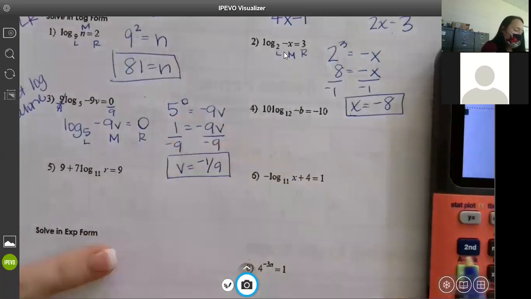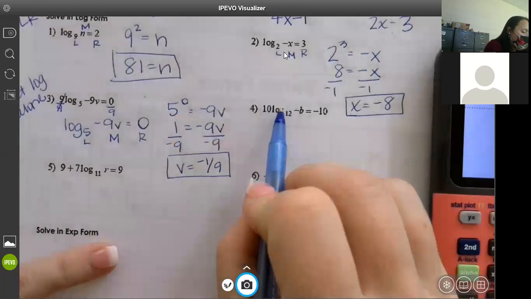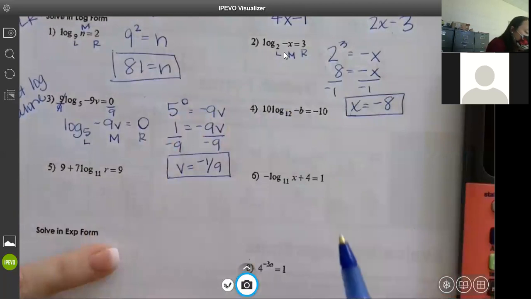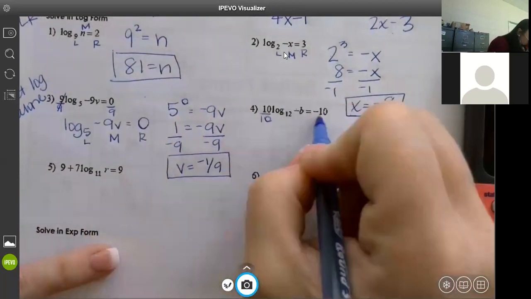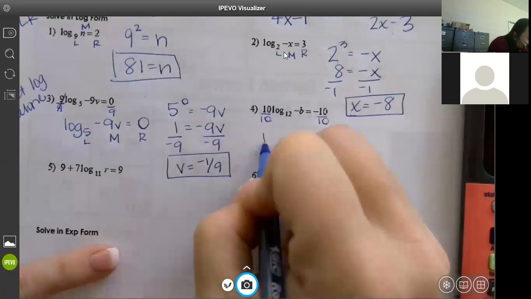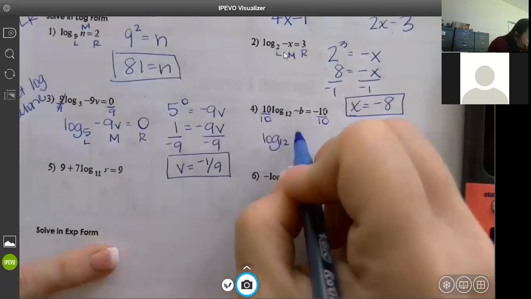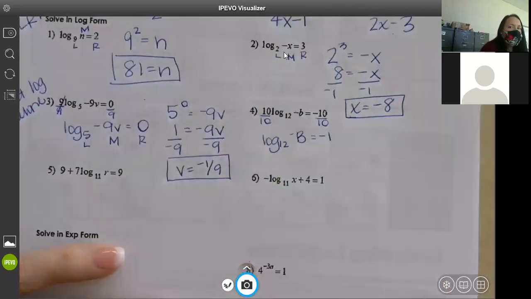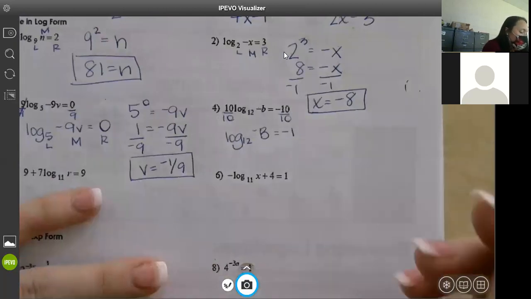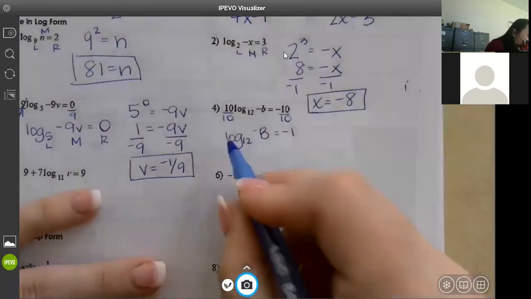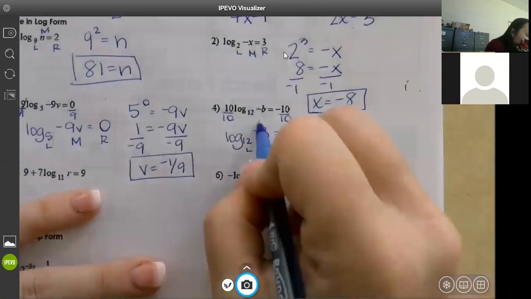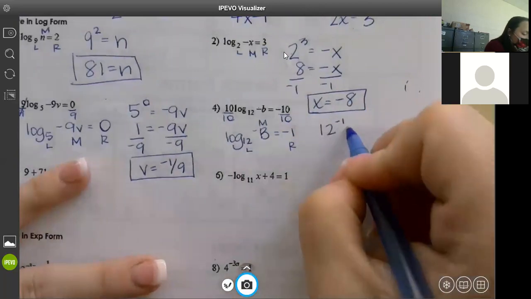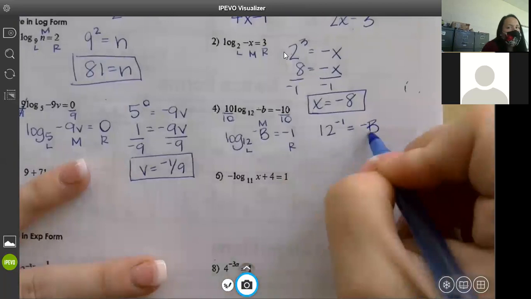Number 4 is the same exact way. I need to get this log all by itself, so I need to move this 10. How do I move the 10? Same thing we did on the other one. So then my log is by itself, log base 12 of negative b is equal to -1. You're going to switch the form so you can get rid of the log by doing left, right, middle. Your left is your base, your right is your power, and it's equal to the middle.